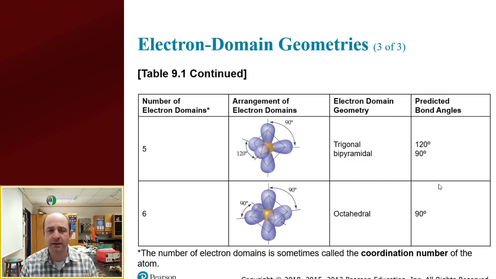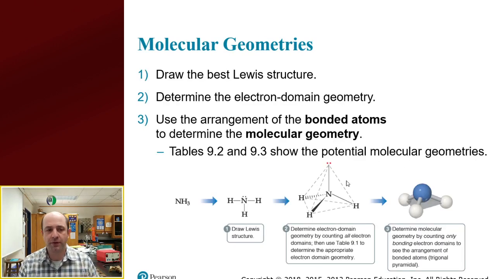All right, so you have to memorize table 9.1 in the book. You got to memorize these names. You got to memorize these bond angles. All right. As we move forward then, we're saying, okay, well, that's the electronic geometry, what all the electrons are doing.